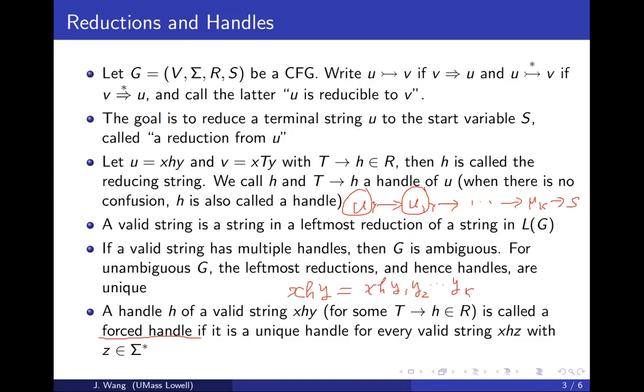Then for any valid string XHZ, we can write this as XHZ1, Z2 up to Zm, right? So this is also valid. What we are saying here is that if H is a forced handle, then HZ1 cannot be a handle, and HZ2 cannot be a handle, and so on. In other words, the handle is only one. This is really a concept to get rid of the ambiguity. So this handle is unique. The next symbol with H cannot be a handle, which means that you only have a unique handle to apply, using leftmost reduction.